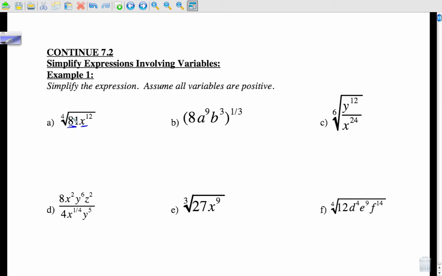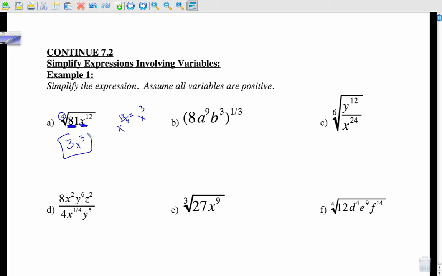So let's start off simple by talking about the fourth root of 81x to the 12th. I'm going to take care of this number first and then this variable second and put my answers together. The fourth root of 81, if you check our list, is 3. The fourth root of x to the 12th: some people like to think of it as x to the 12 over 4, because remember, this index out here is always the bottom part of my fraction. So that will reduce to x to the third.